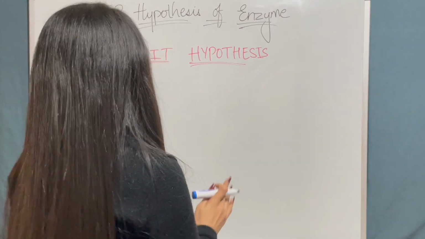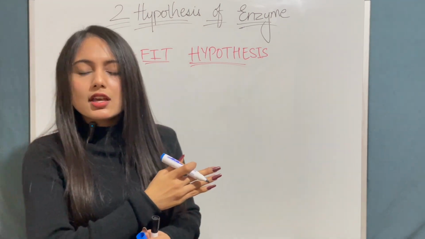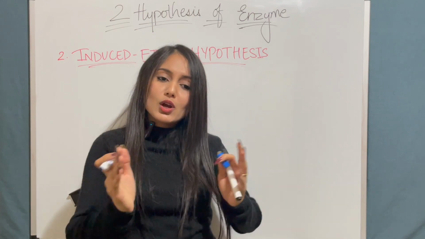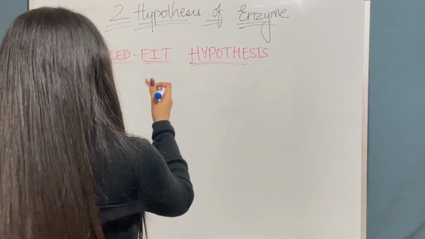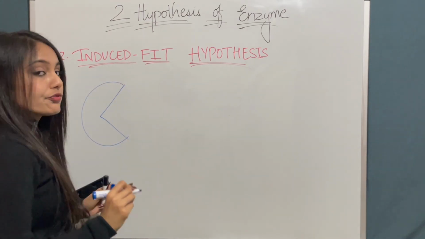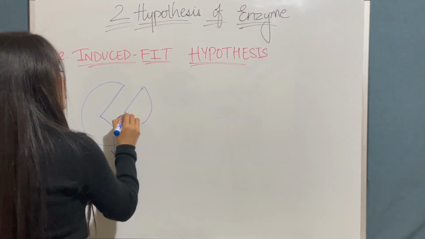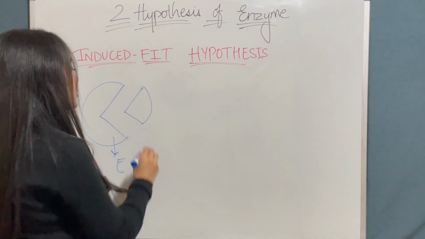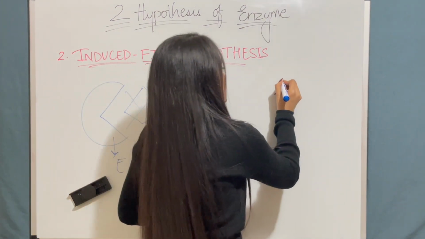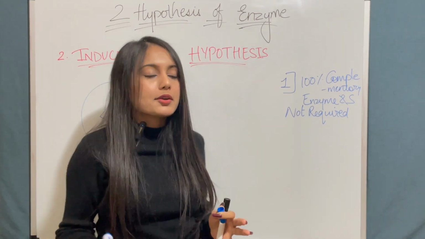Now let us focus on the induced fit hypothesis. Lock and key was a traditional model which was accepted long back. But now there are some modifications to the lock and key model, and this is induced fit. According to the induced fit model, if this is the enzyme, we do not need a complementary shape. A 100% complementary shape is not required. First point, 100% complementary enzyme and substrate are not required.